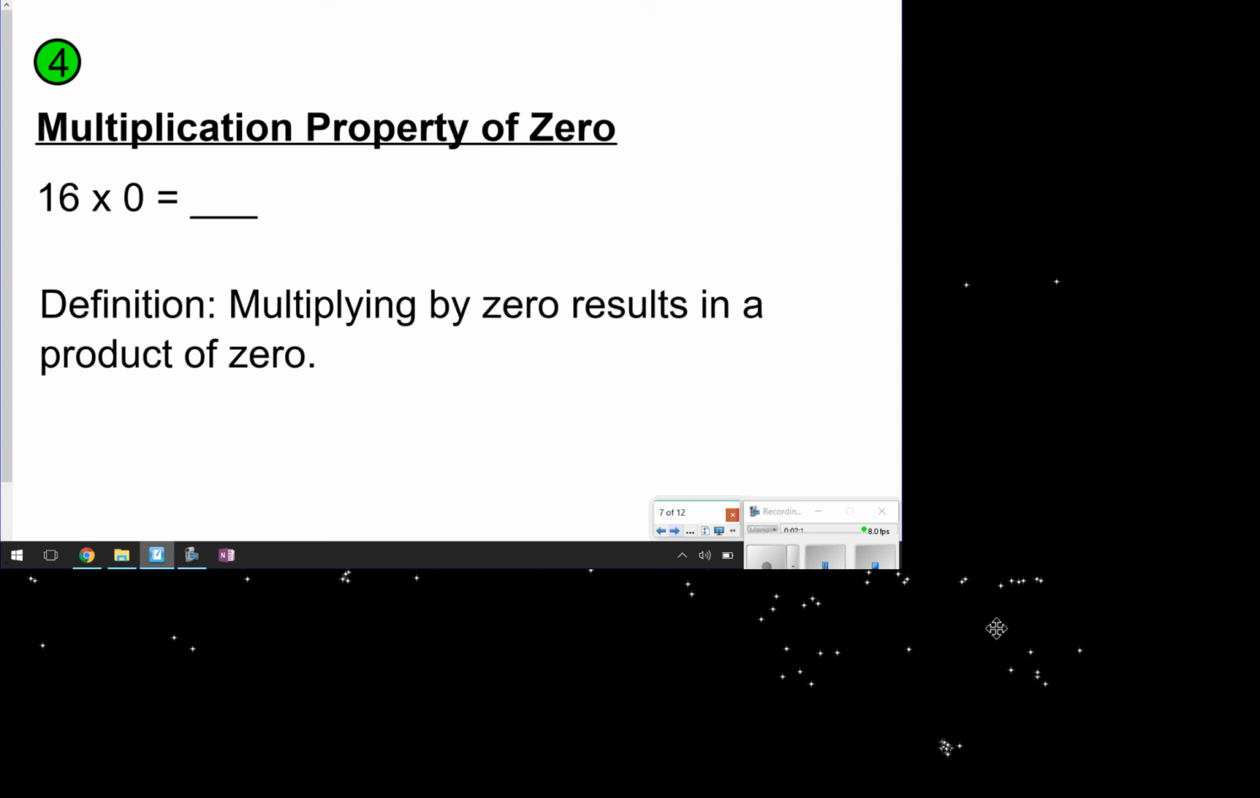Number 4 is the multiplication property of 0. Anytime you multiply by 0, it will result in a product of 0. So 16 times 0 is 0. Let's pause the video now to write down title, example, and definition. Click play when you're ready to go on.